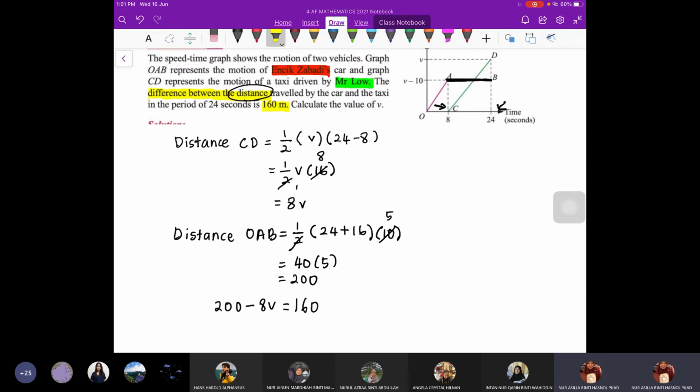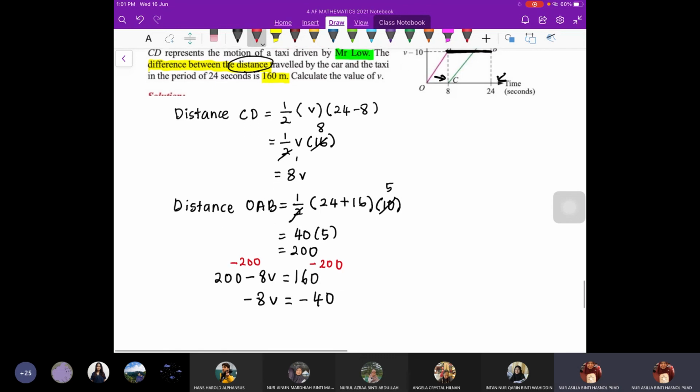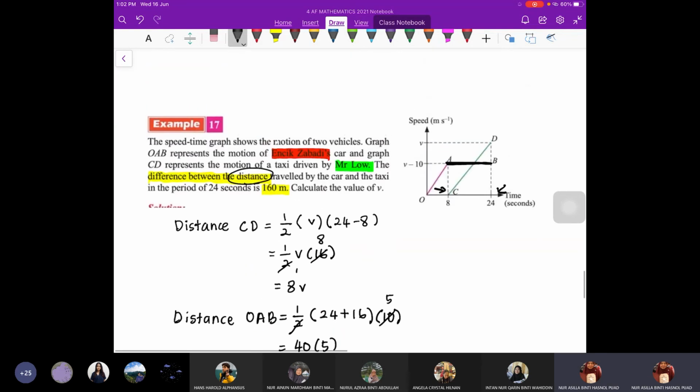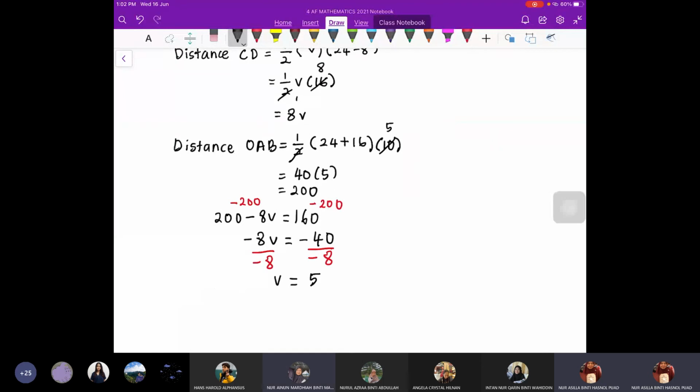Okay, so tengok ada minus 8V. Eliminate je dulu 200. So minus 200. Negative 8V equals to negative 40. So divide with negative 8 je terus. So dia akan jadi positive V equals to 5. So V is equals to 5. Betul ke tu? Ya, betul, Miss.